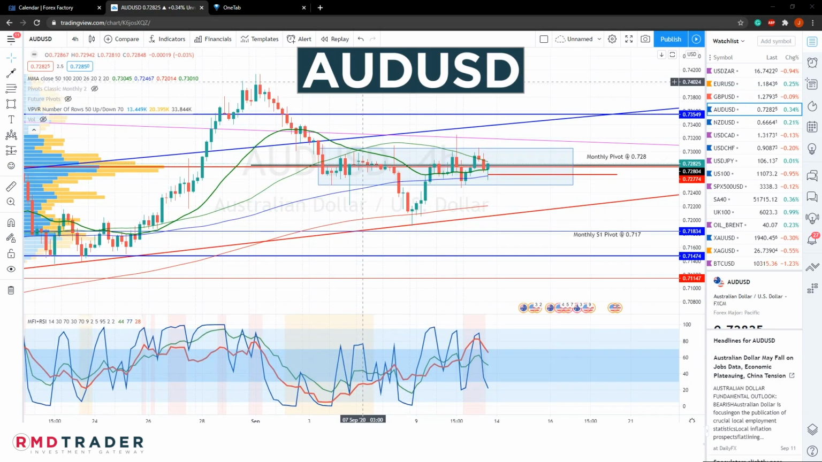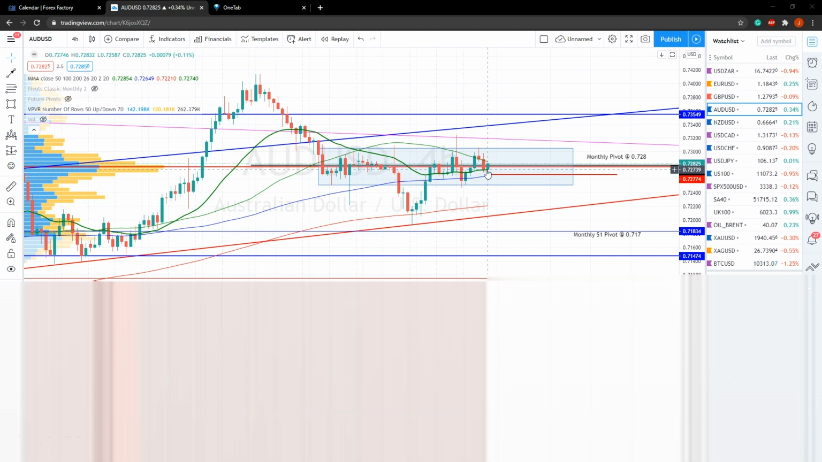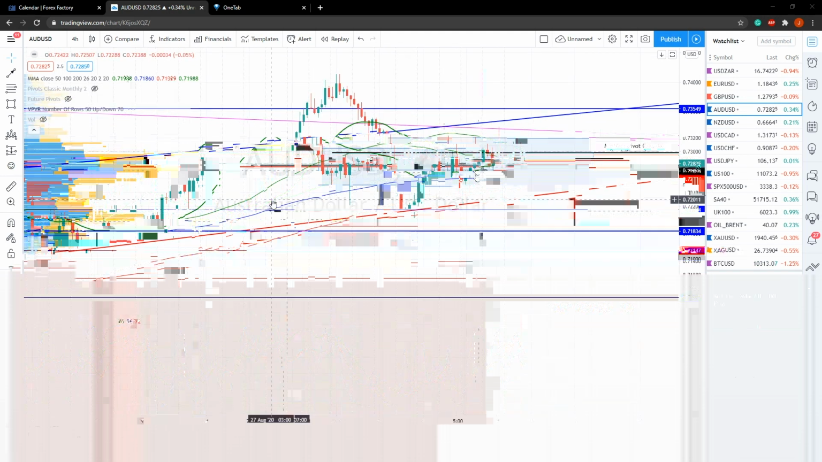Moving on to the Australian dollar USD. As expected from last week's bearish price action below our monthly pivot, we did indeed see price retest this lower diagonal and also get rejected by this 4-hour 200 SMA, taking us back towards the monthly pivot where we closed on Friday. Price is still trading in this bullish channel, with the higher and lower diagonals still the areas to keep an eye out for.